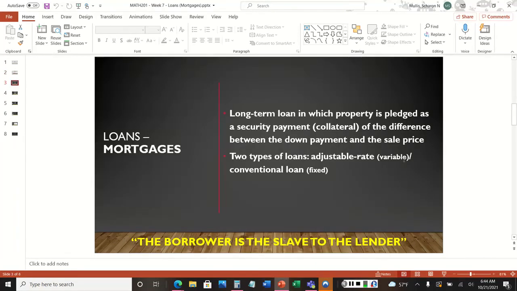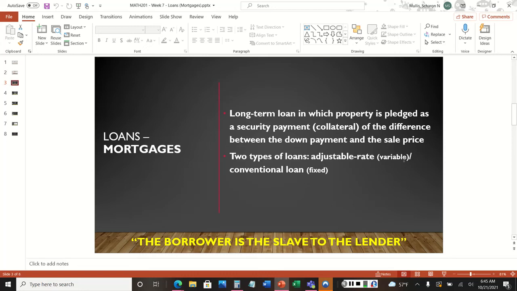Okay, so we're going to talk about mortgages, give you a brief introduction of mortgages. We'll go over some of the types of mortgages and then get into an example. So, a mortgage is a long term loan in which property is pledged as security for payment of the difference between what you put down, or the down payment, and whatever the sale price is. So, you use property or real property as collateral to receive a loan.